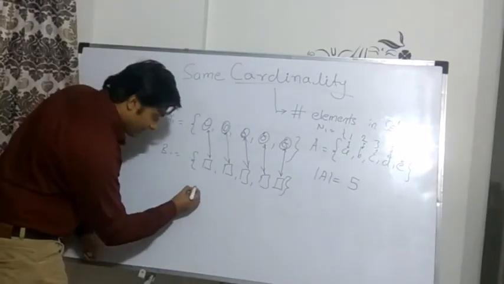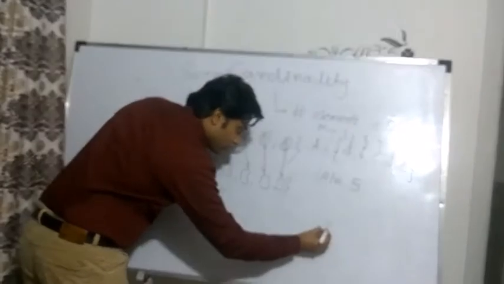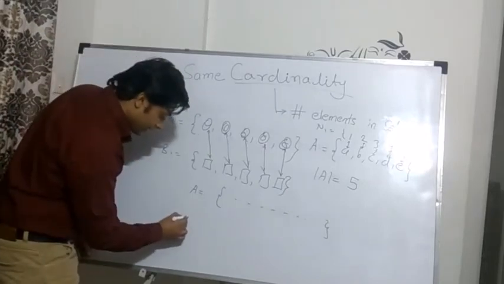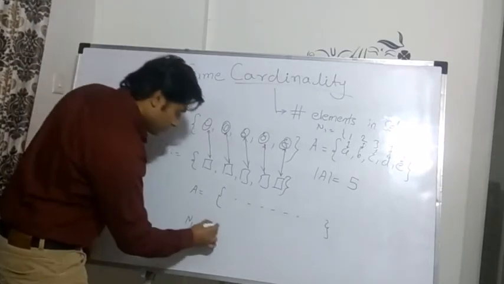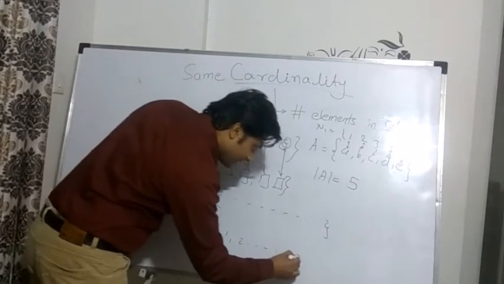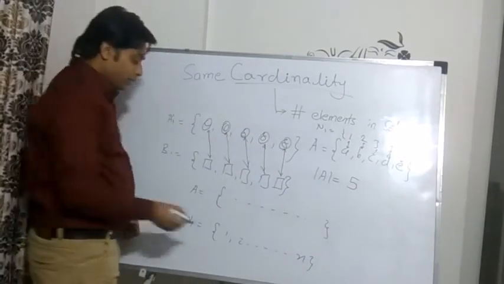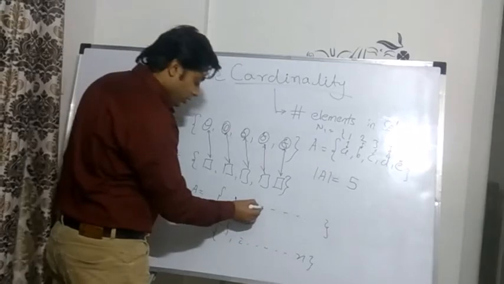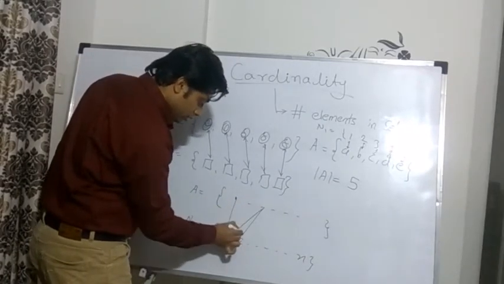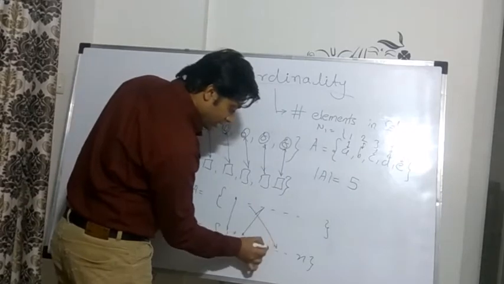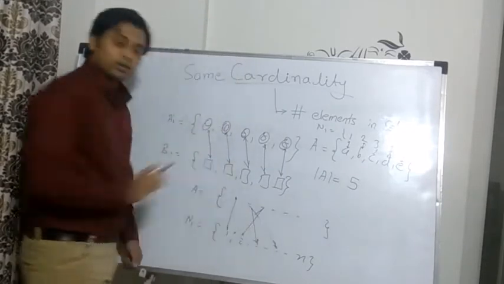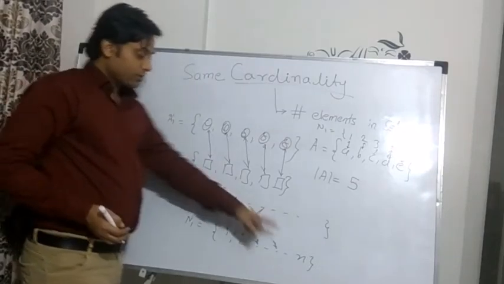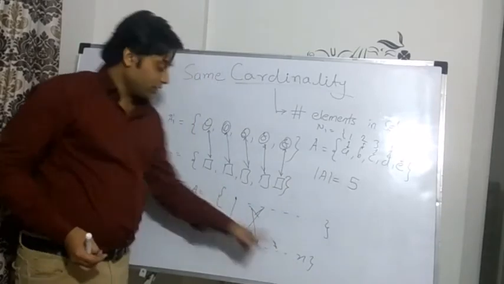So for example, let's say I want to count the number of elements in one set. What I will do is consider a set N1, which is a subset of N and contains the first n natural numbers. Then I will map one element of A with number 1, another element of A with number 2, another element of A with number 3, and so on. So establishing a mapping gives me the cardinality of that set.